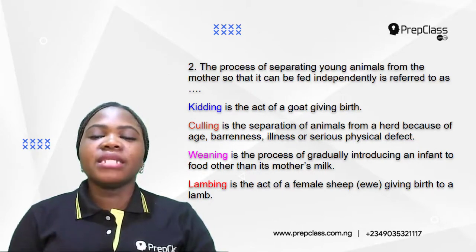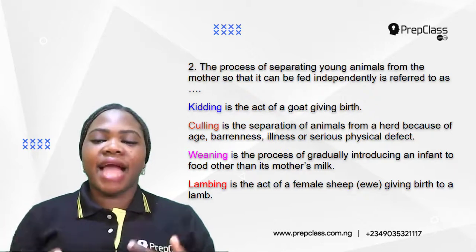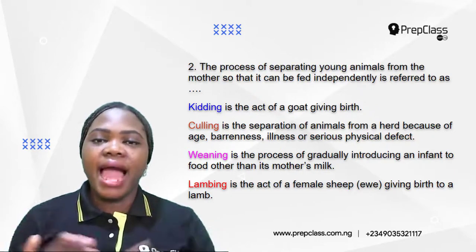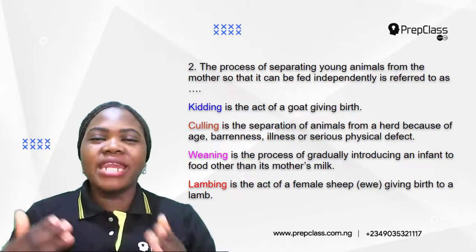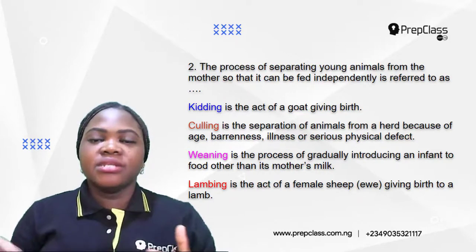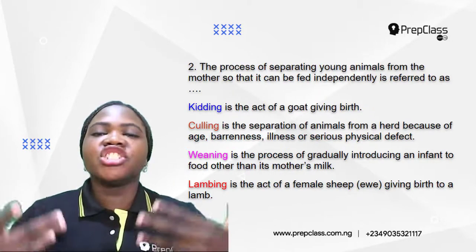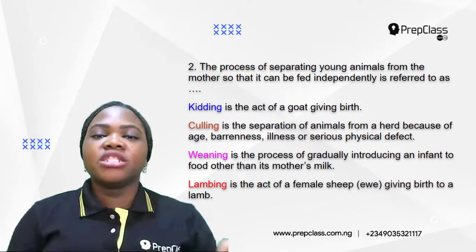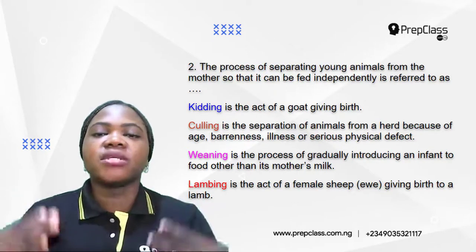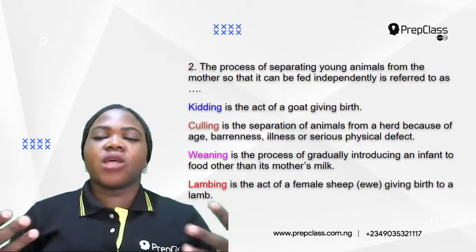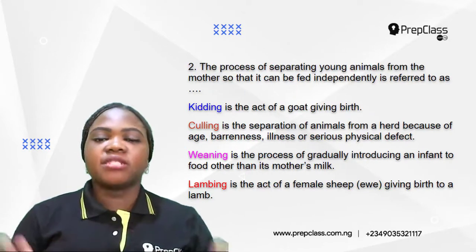So lambing, what is lambing? Lambing is the act of a female sheep giving birth to a lamb. So from the word lamb, you get lambing. So lambing is the act of giving birth to a lamb. So a sheep gives birth to a lamb. The young one of a sheep is called a lamb. All right, so lambing is the act of a female sheep giving birth to a lamb.